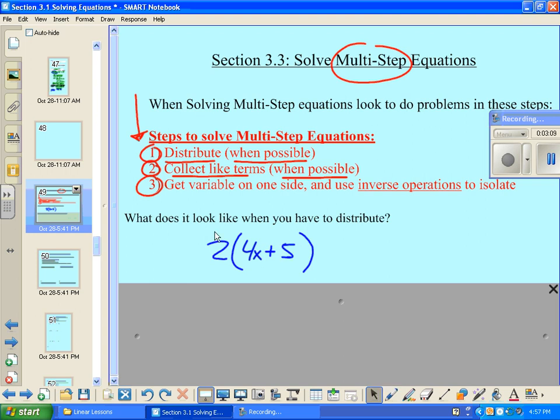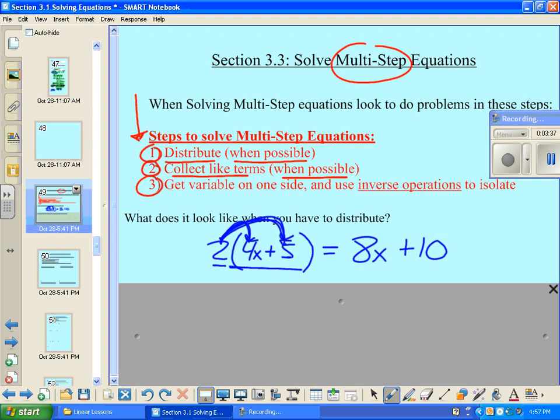When I see an expression like this, we talked about how we can simplify by using the distribution property. What that means is I can take 2 and multiply times each of the terms inside the parentheses. Remember, when the 2 is right next to the parentheses as it is, that means multiply. So I have to multiply times each of the terms in that parentheses. I take 2 times 4x, that's going to give me 8x, and 2 times 5 gives me 10.